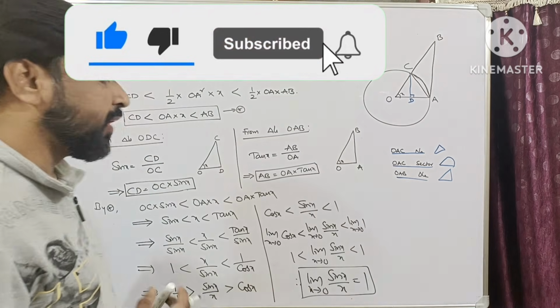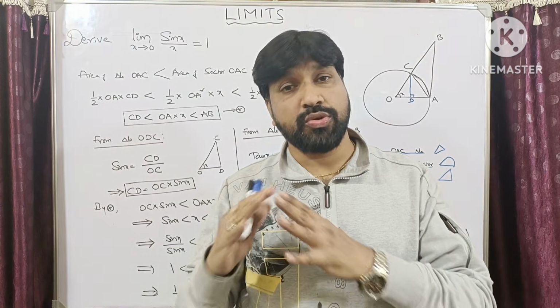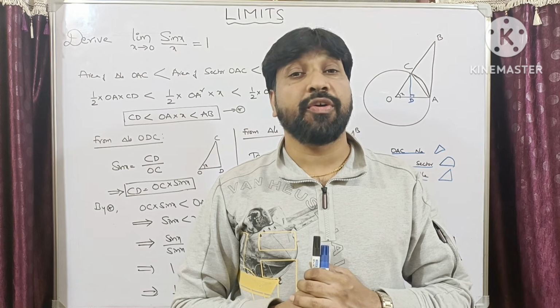So this is the proof of limit x tends to 0 of sin x by x equal to 1. This can also be called the sandwich theorem. This is the most important question. Without this question, there is no question paper for all first PU students.